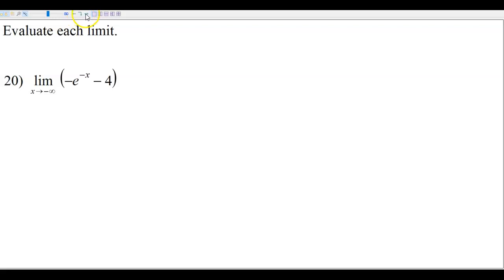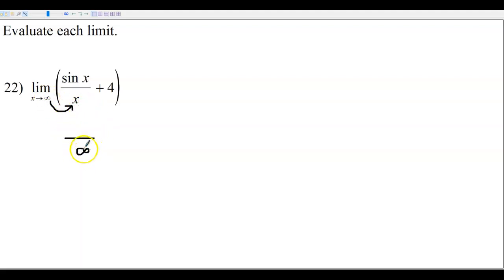Okay, let's go ahead and move on to number 22. Got another trig problem here. So when you have trig problems at infinity, it's probably going to end up being a L'Hopital problem. Let's see. Maybe not. We'll see. If I plug in infinity on the bottom, I get infinity. If I plug in infinity here, this is interesting. We'll talk about that in a second. And then infinity for 4 is just 4, right? Now, what is this? What is sine of infinity?